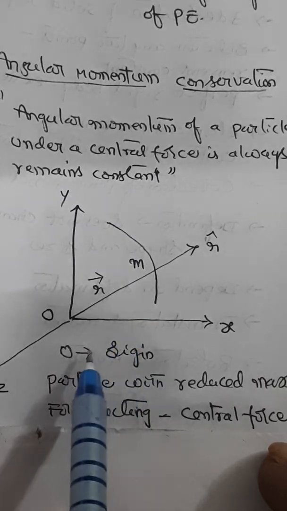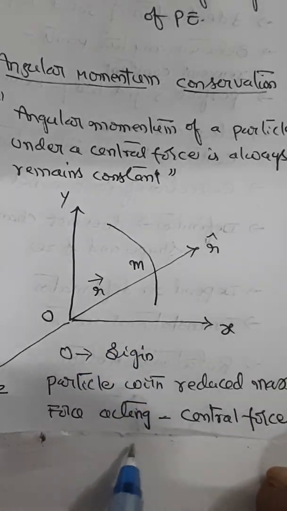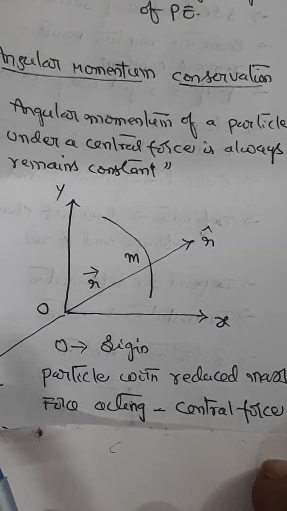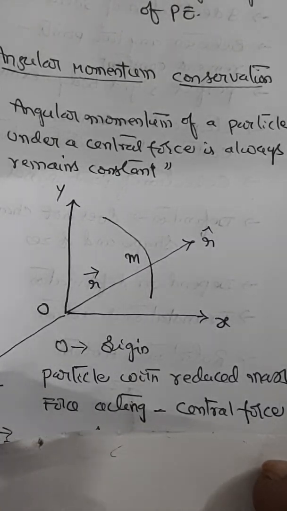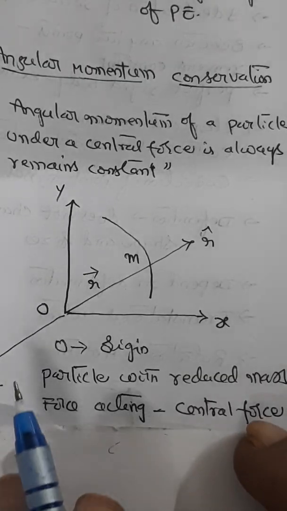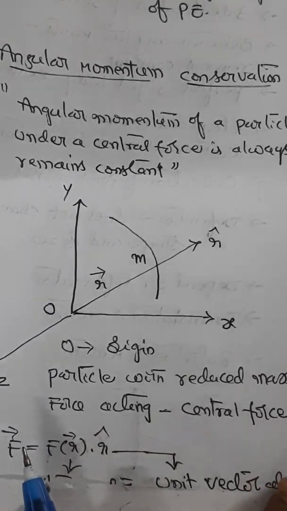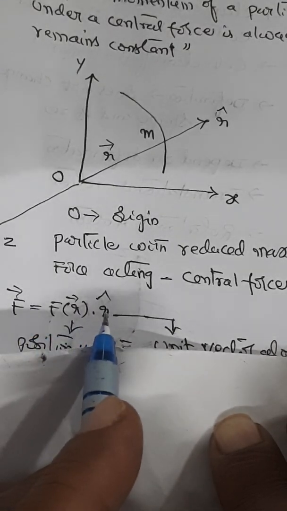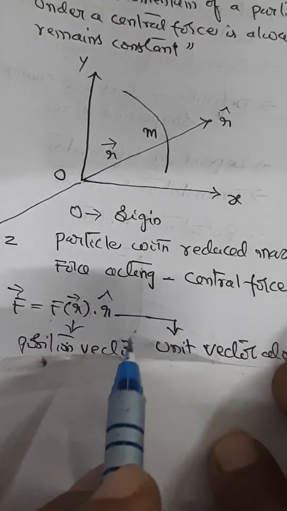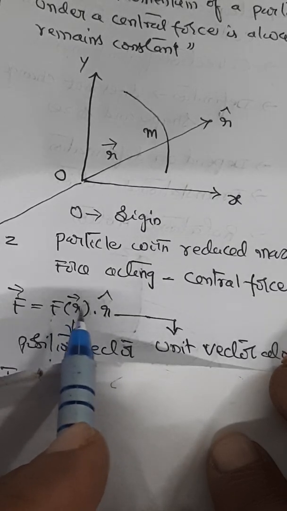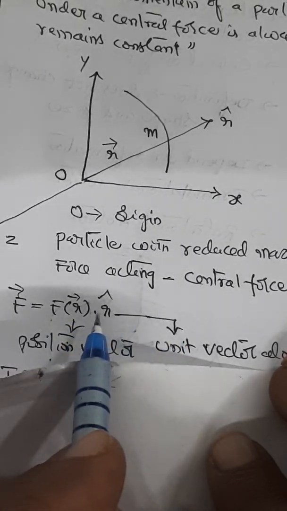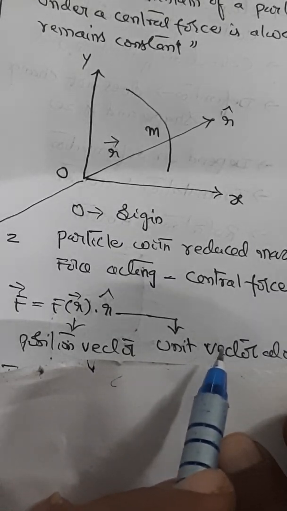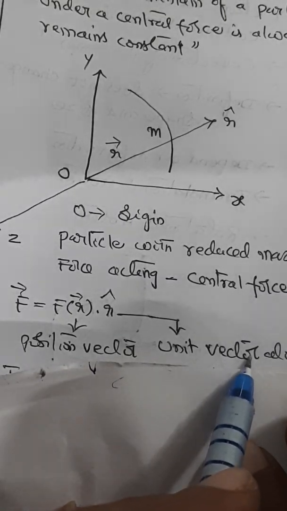It is given by, O is the origin. Particle with reduced mass. Force acting on that is a central force. Therefore, what is the force acting on the particle? Central force F is given by F is equal to F of r dot r cap, where vector r is the position vector. This r cap is a unit vector along the direction of r.